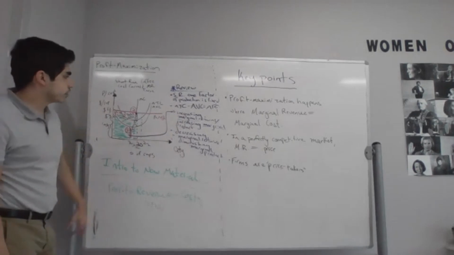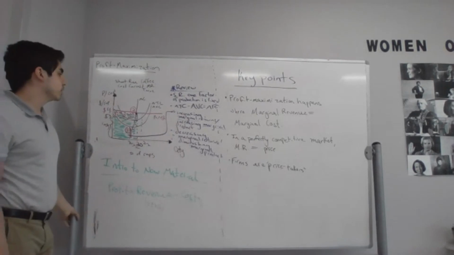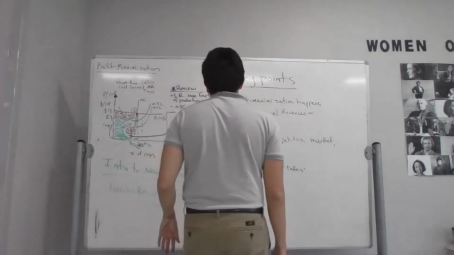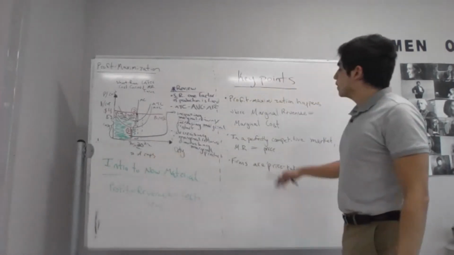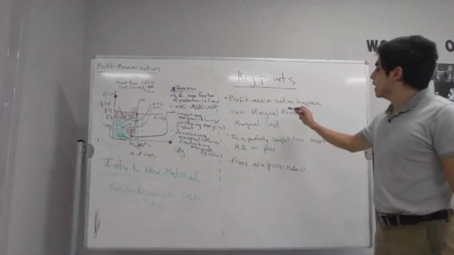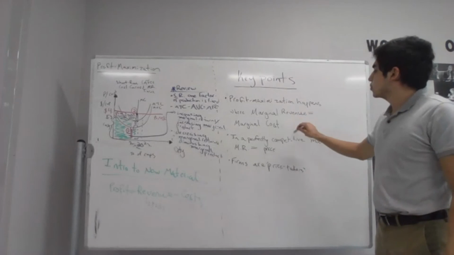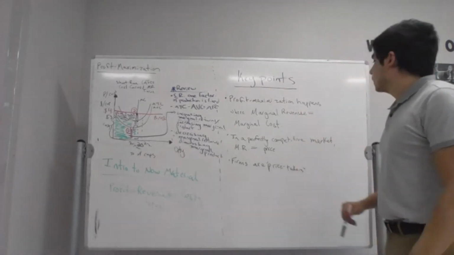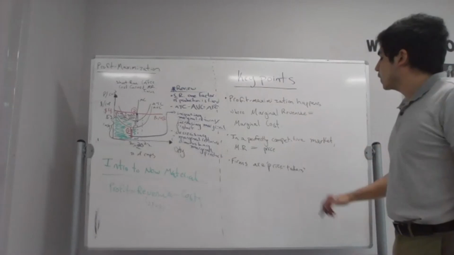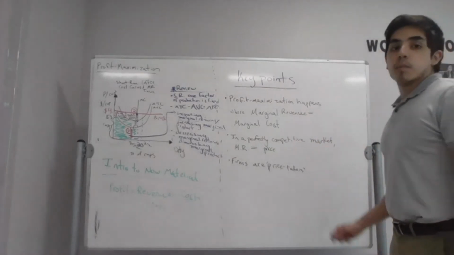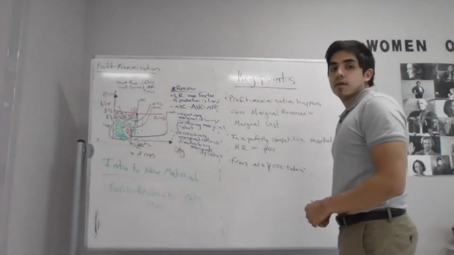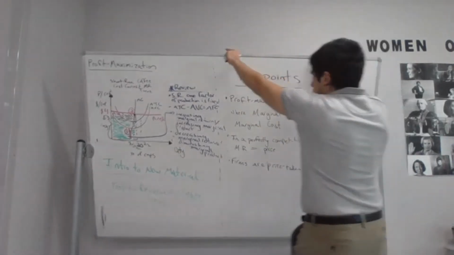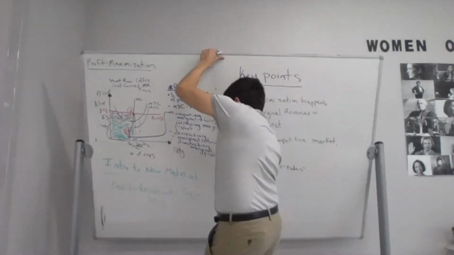if you struggle with this geometrical analysis, here are the key points you need to know. Profit maximization happens when marginal revenue equals marginal cost. In a perfectly competitive market, marginal revenue equals price, and firms are price takers. Now we're going to click this.